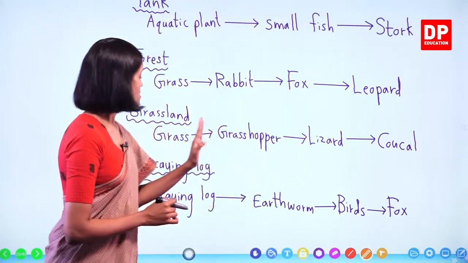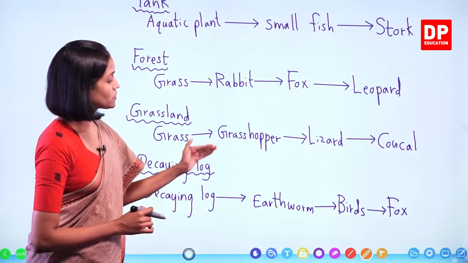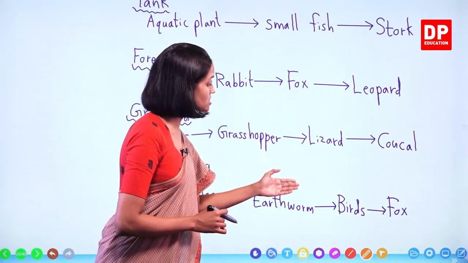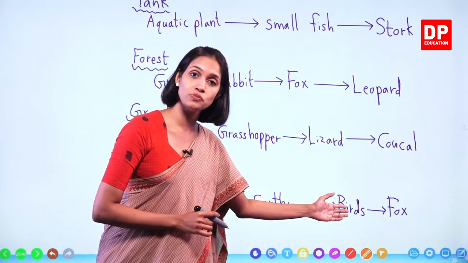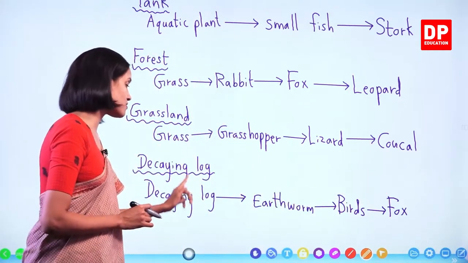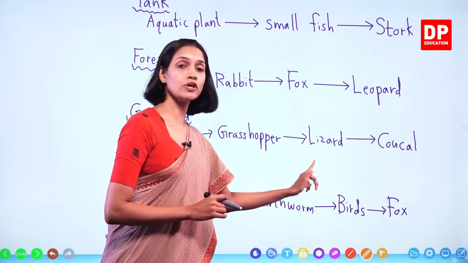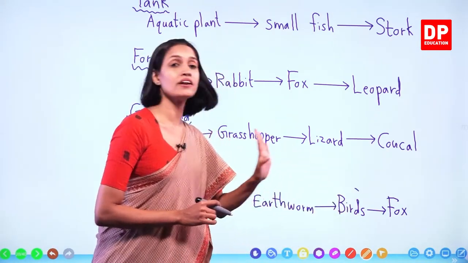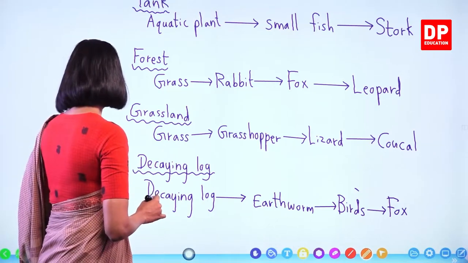Okay, children? So, this is the primary producer. And this is the first consumer, second consumer, and the third consumer. And how many links are there? The first link, second link, third link, and the fourth link. There are four links. Okay, children.